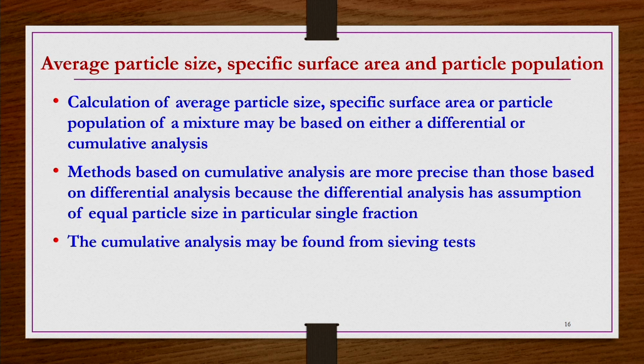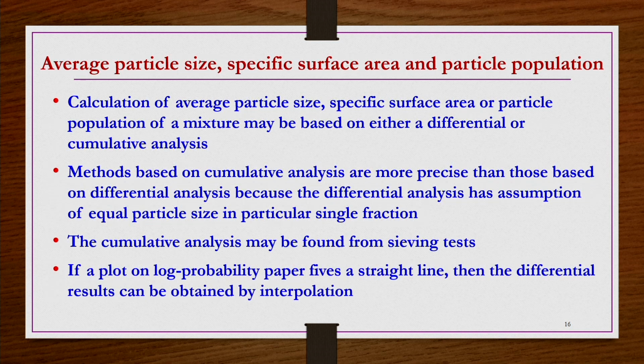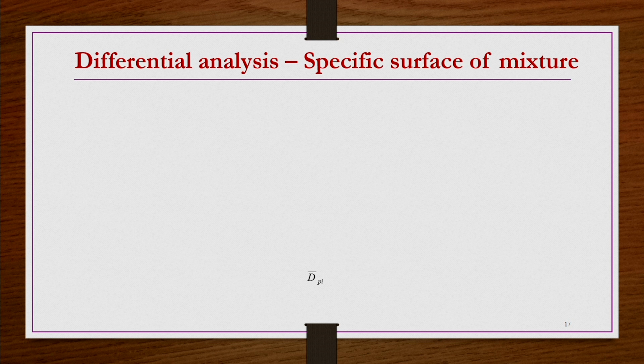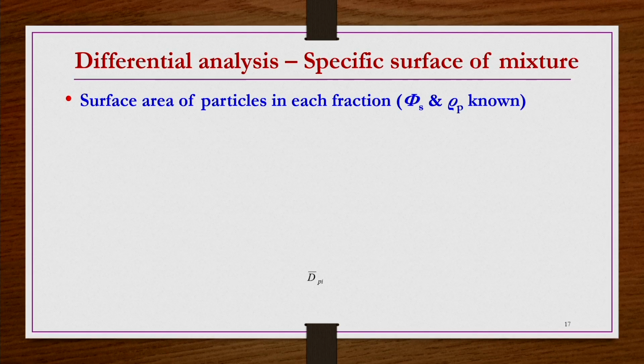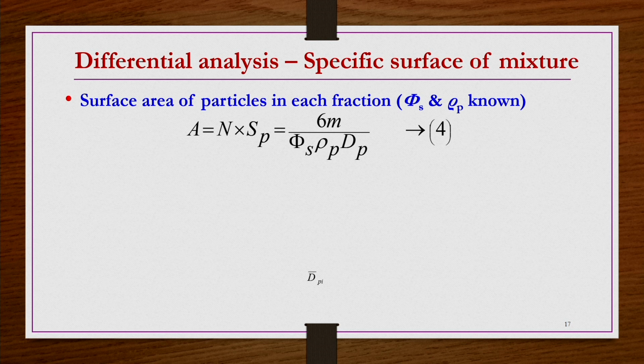The cumulative analysis may be found from the sieving test as well, and it can be plotted on straight lines. By differential analysis, we do the specific surface of non-uniform mixture calculations. How do we do that? So, for the surface area of particles in each fraction, let us say phi s and rho p are known.